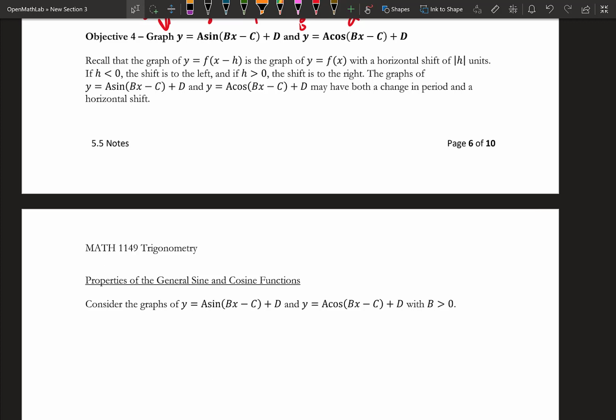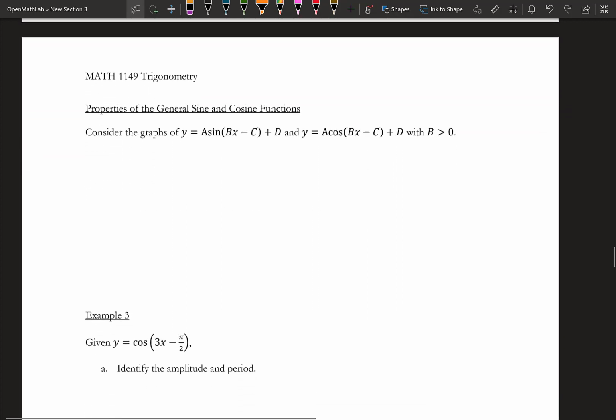So we looked at the parent functions y equals sine of x and y equals cosine of x, and what we've been looking at are some different transformations that can happen in those graphs to get all other graphs of cosine and sine. All right, so let me label some things. These are some properties of the general sine and cosine function, so some of the stuff we already know.